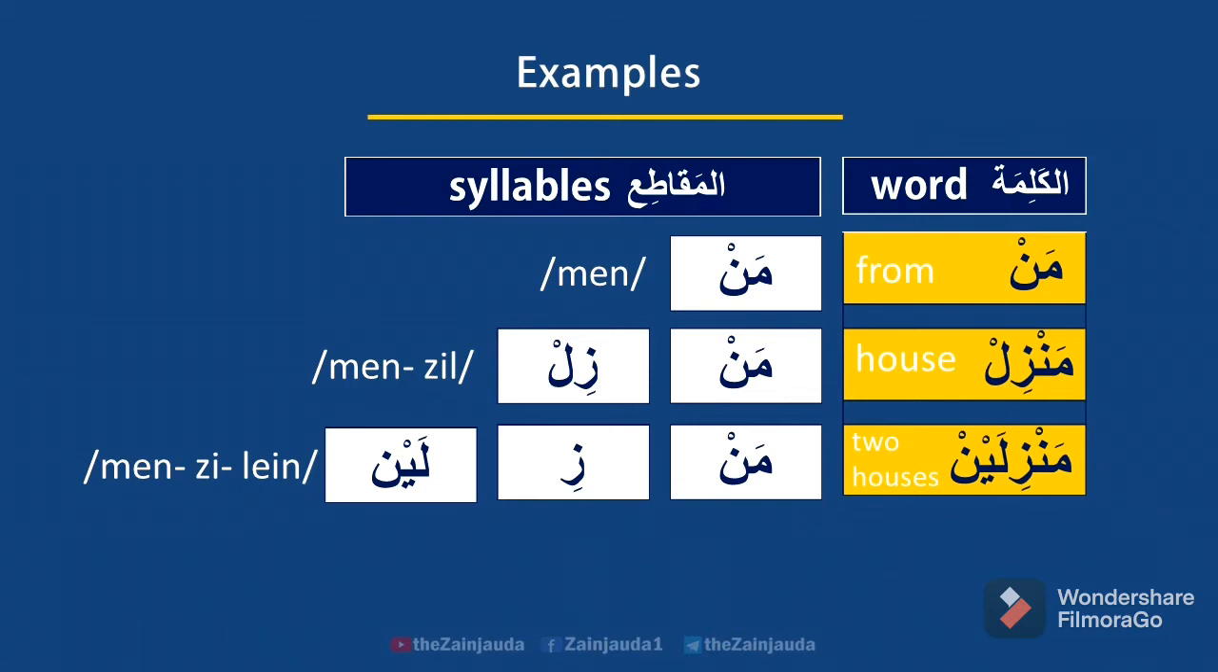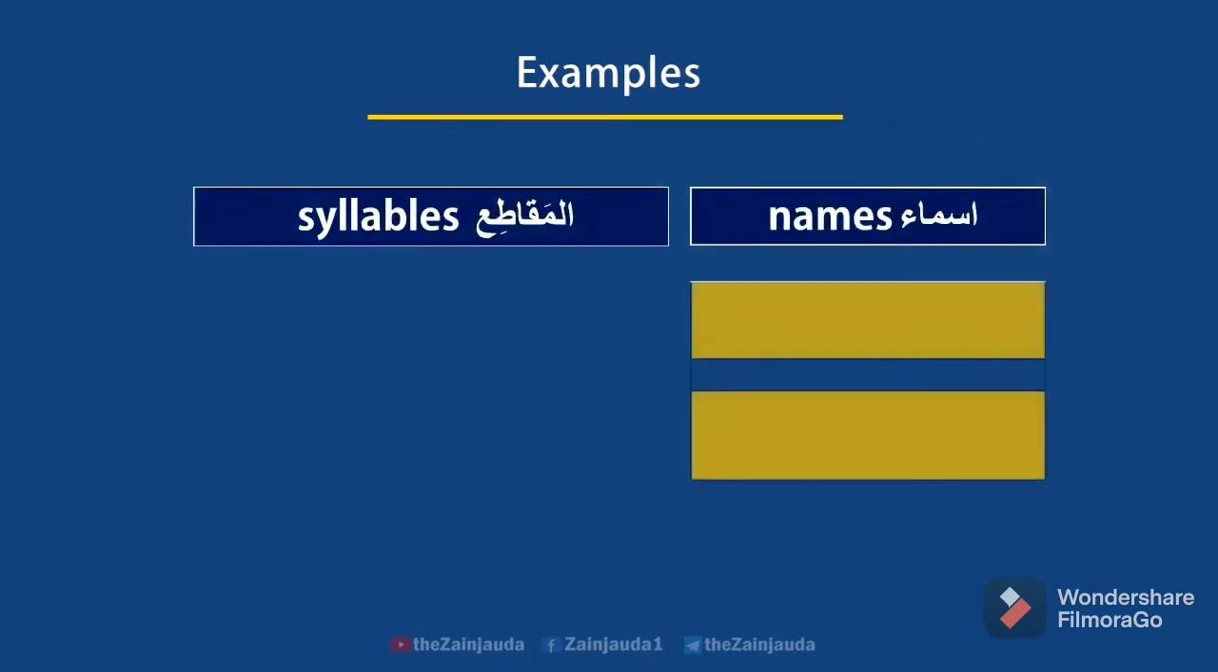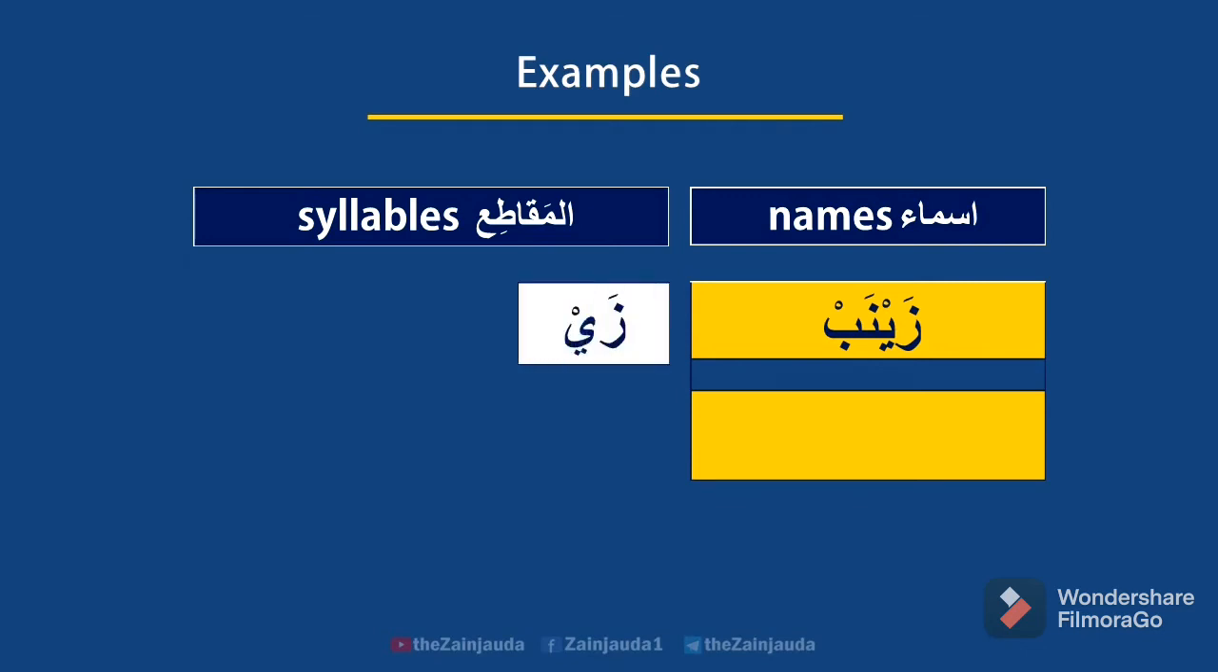Now let's try syllabifying some names, and I'm going to start with my name. Zainab has the first consonant moved with a fatha. The second letter ya is silenced, so it is zay. The third letter is noon, which is a moved consonant with fatha, and the last one is ba, which is silenced with sukun. So this name consists of only two syllables, zay, nab.